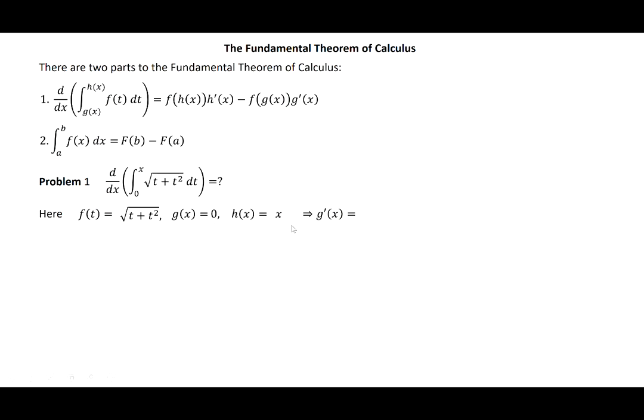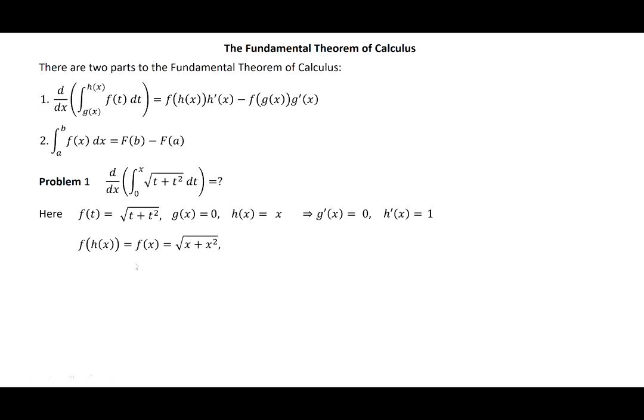If g of x is 0, what is g prime of x? Oh, derivative of 0 is 0. Okay, if h of x equals x, what is h prime of x? Oh, that's d dx of x is just 1. Right? Okay, good. Now, let's see. If we need to evaluate f of h of x, but h of x is x, so f of h of x is f of x itself, because h of x is x.